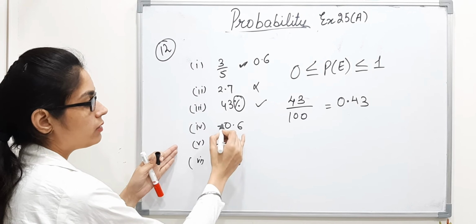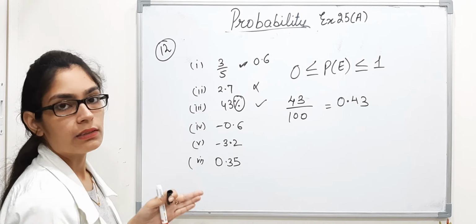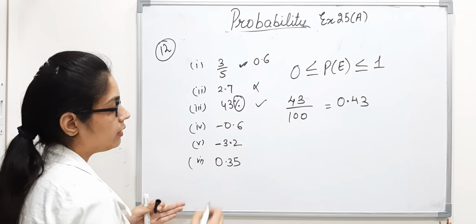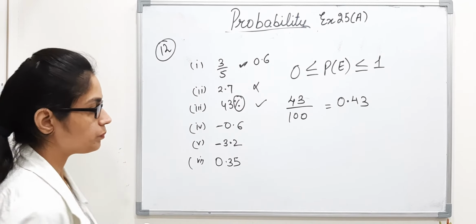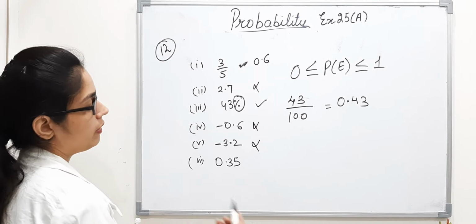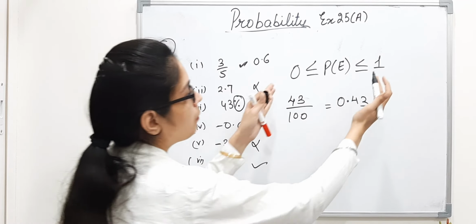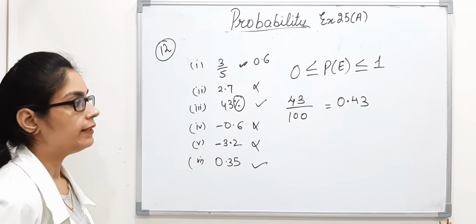This minus sign is showing me it's not possible. Here also the minus sign is showing me it is not possible because it cannot be less than 0. 0.35, yes, it's possible because it is lying within the range of probability.